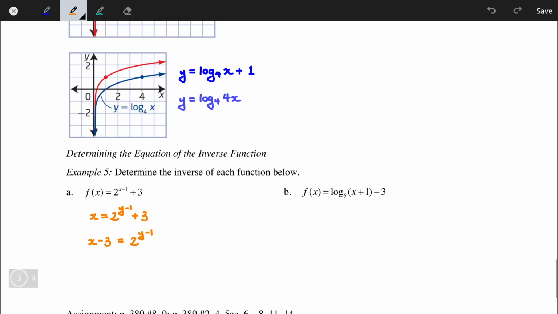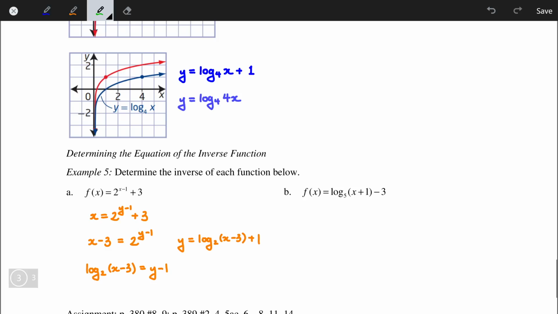And now we can rewrite this in logarithmic form. So log base 2, of course. And then the argument is going to be x minus 3. And that's going to be equal to the exponent on the right-hand side, y minus 1. And to finish solving for y, we can write this as y equals log base 2 of x minus 3 plus 1.